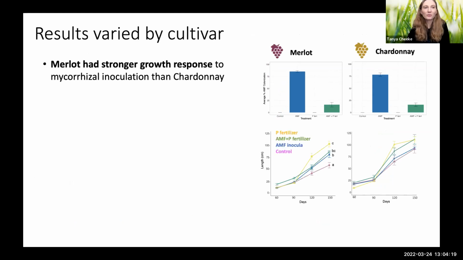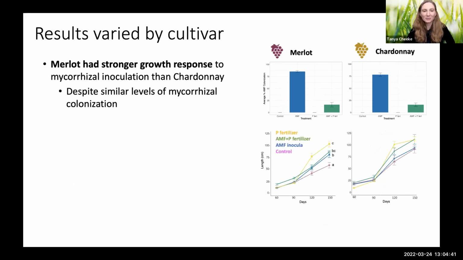So what we found was that results vary by cultivar, and we only had 2 cultivars in the study, but I think it would be interesting to try it with a lot of different varieties and also on different rootstocks. What we found was that Merlot had a stronger growth response overall to mycorrhizal inoculation with this particular product than Chardonnay, despite similar levels of mycorrhizal colonization. They both got similar levels of mycorrhizal colonization, but only Merlot had a stronger growth response.